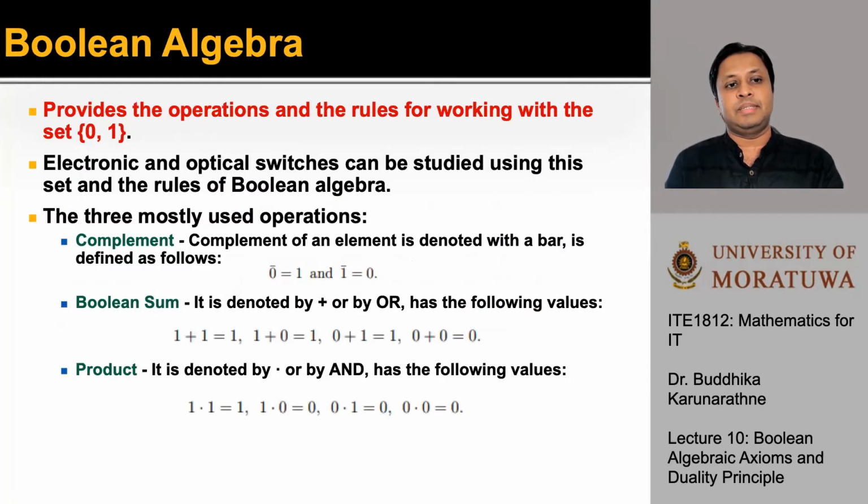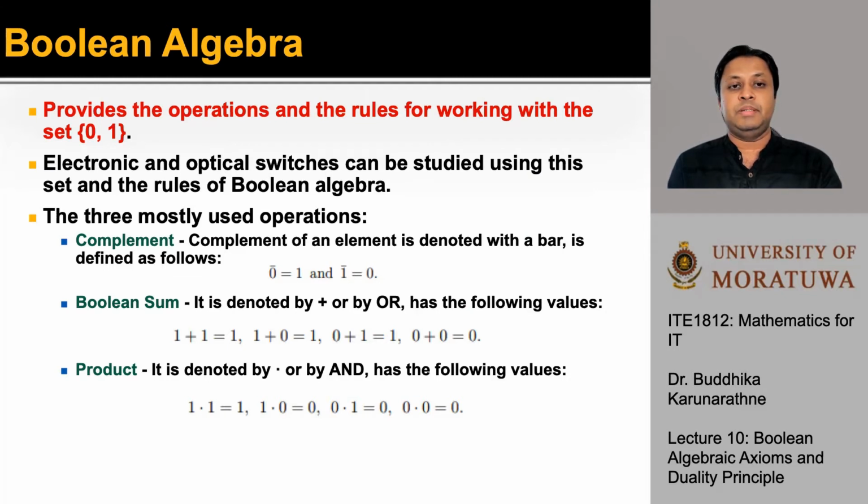So let's get on to the basics. It provides operations and the rules for working with zeros and ones, the set including zero and one. There could be many applications. It could be electronic or optical switches. They also fall into this category, and they operate with the concept of Boolean algebra as their basis. We can identify three mostly used operations in Boolean algebra.